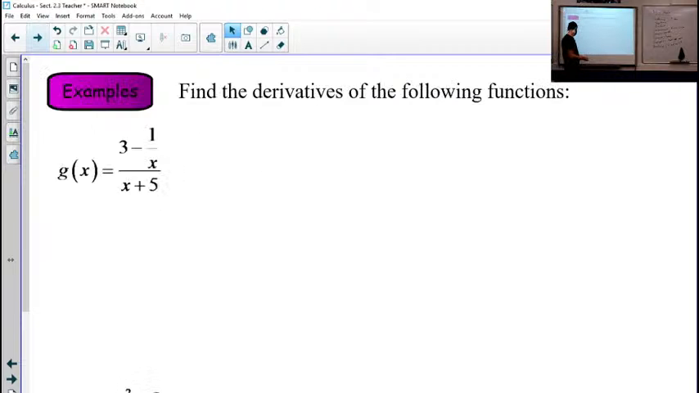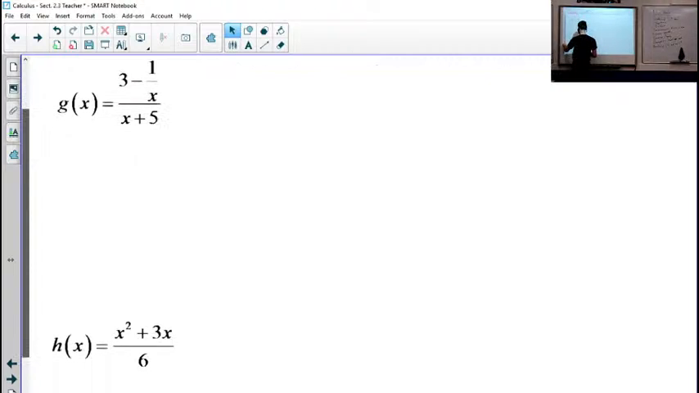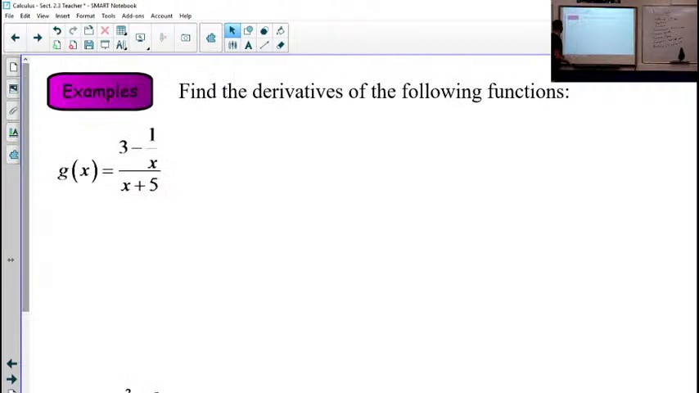Let's do another example. Let's look at this one. Actually, no. Let's look at the first one first. All right, I've got a fraction and a fraction. How do we deal with this? Got two different ways we can deal with it. One I think is easier.